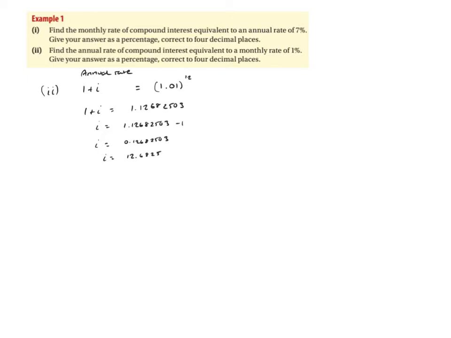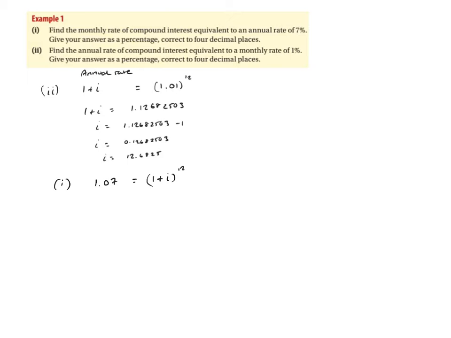Okay, so let's have a look at part 1 then. Part 1 is pretty much the same sort of idea. It says find the monthly rate of compound interest equivalent to an annual rate of 7%. So what we have here is we know that this is 1.07, and this is equal to 1 plus some I, where I is what we're trying to find this time, on the right hand side, and again to the power of 12.